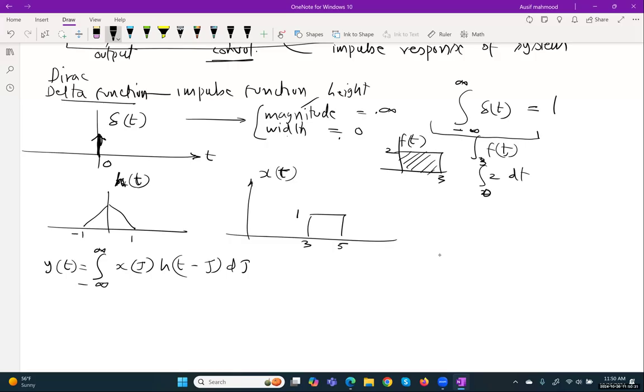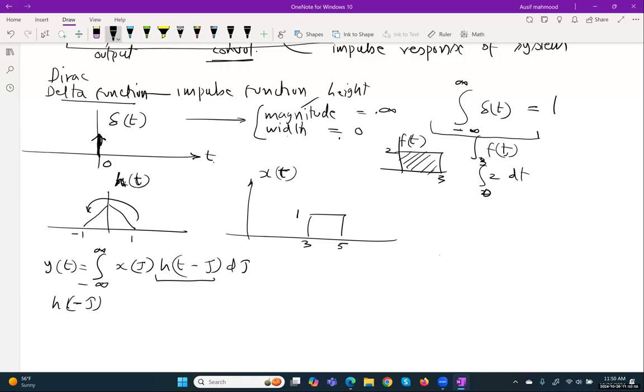Now let's take a look at, first, let's focus on h of t minus tau. If I draw h of minus tau, all I'm doing is changing the t scale to a tau scale and flipping this, so this becomes this way as I do the minus.